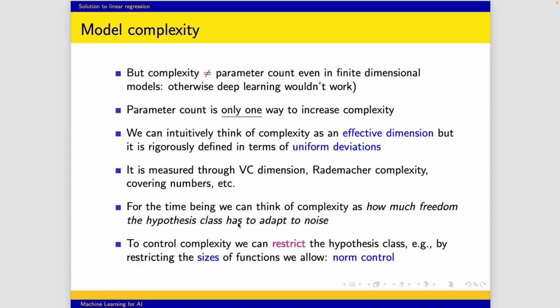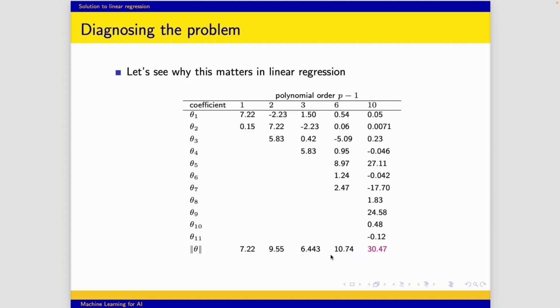So one way we can do that, one and only one way, is by restricting the sizes of the functions that we allow in our hypothesis class. So at the moment, we've been saying all functions such that this. Now what we are thinking of is all functions such as this, but also their size is restricted. And this type of restriction we call norm control, for reasons that will hopefully become apparent.